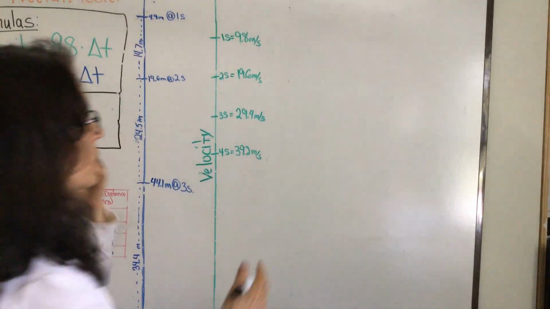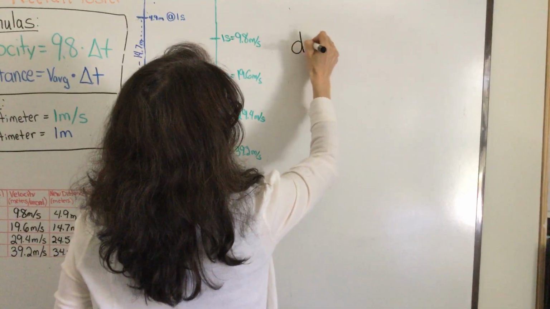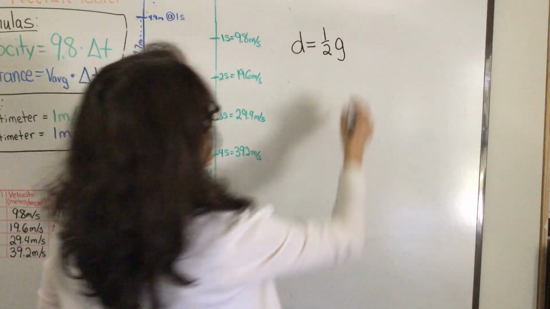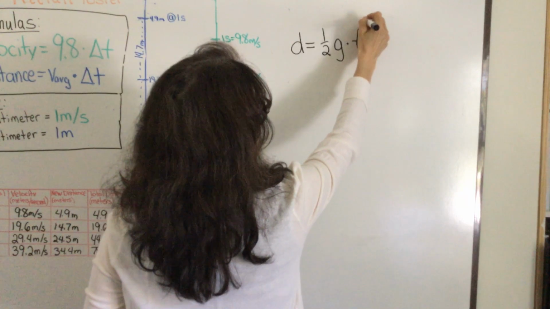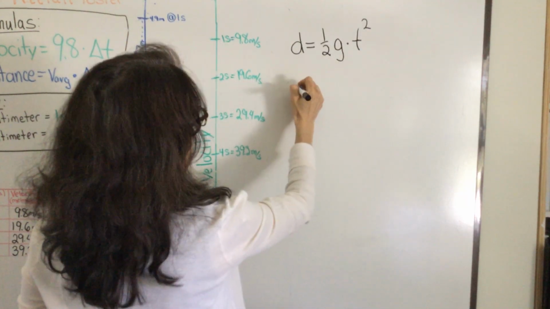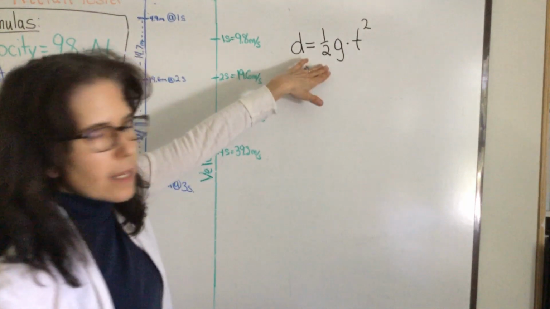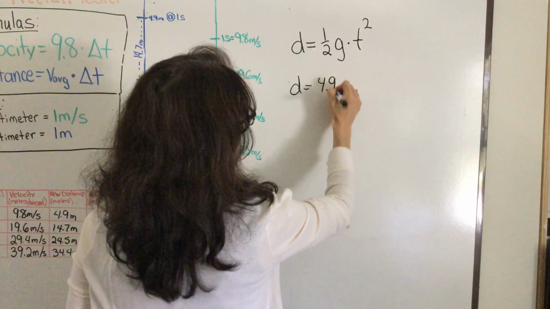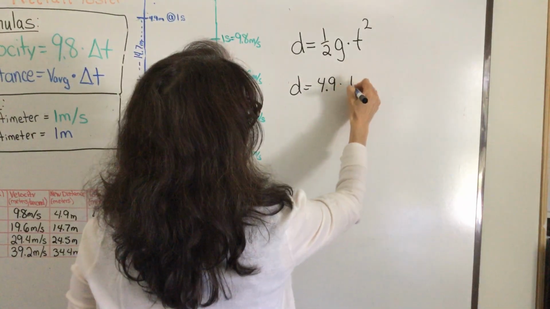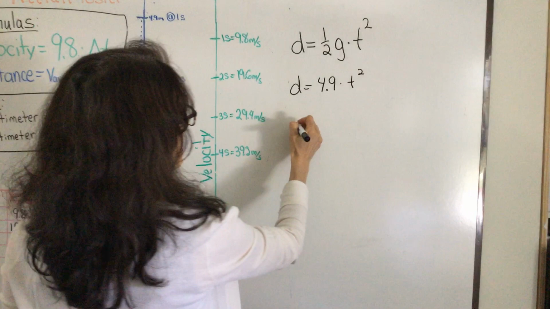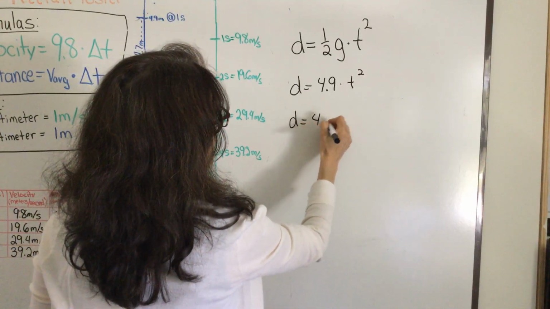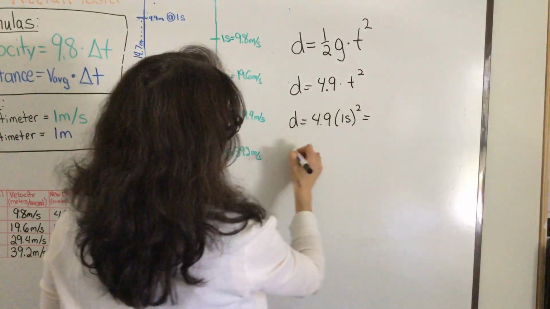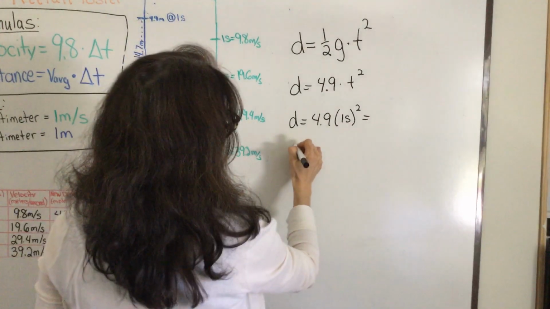Well, you can say distance is equal to 1/2 times gravity, which is our 9.8, times the time squared. So if I take 9.8 and divide it by 2, I get 4.9. So I'm just going to use that number, 4.9, times the time squared. So I can say distance equals 4.9 times 1 second squared. That would be the first second. So let's just write them all out.